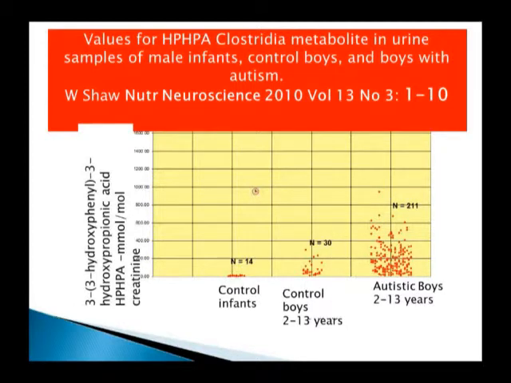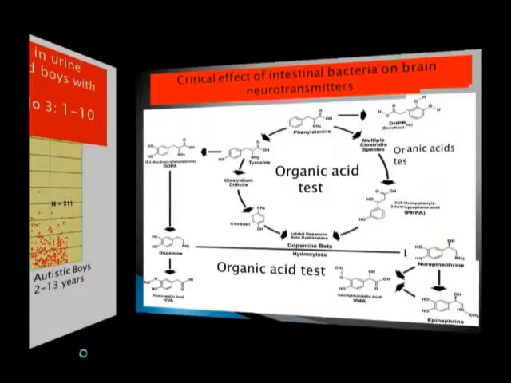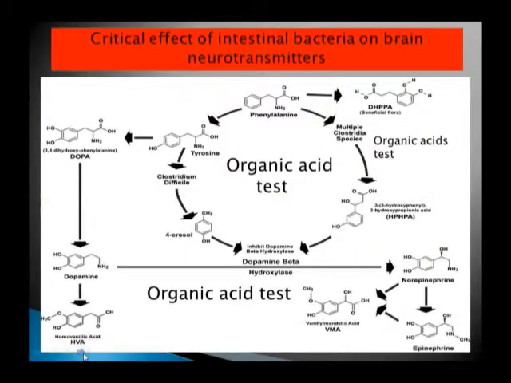Well, this particular paper was also discussing that same type of pattern exists with HPHPA. And if we look here, they're looking at 211 kids between the age of 2 and 13 with very high levels of HPHPA compared to control kids, where there is some elevation, but just not as prevalent. I think also what's happening with kids on the spectrum is that they are more neurologically sensitive to these toxins than maybe other people are.